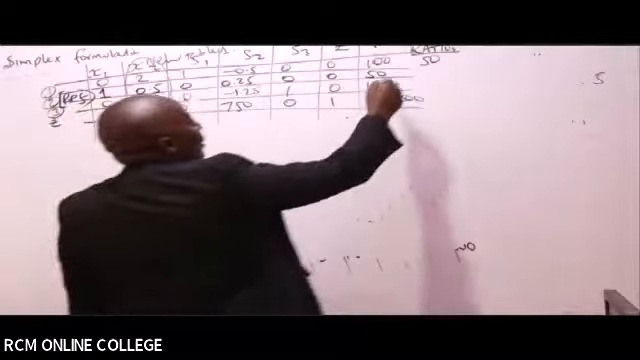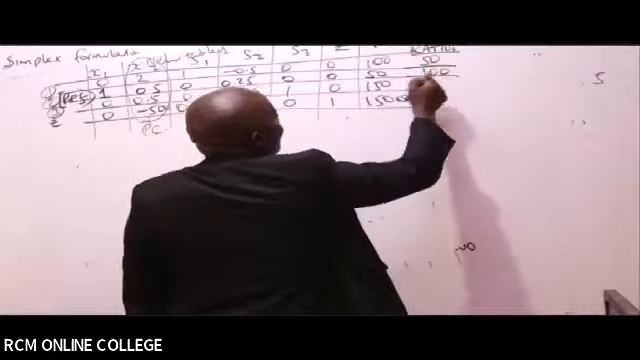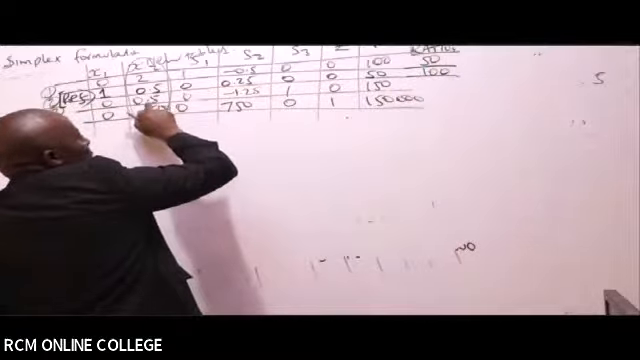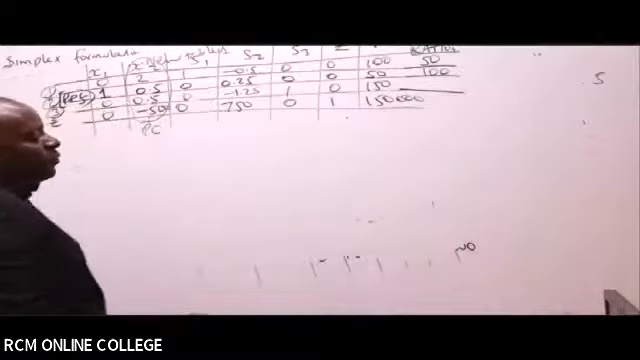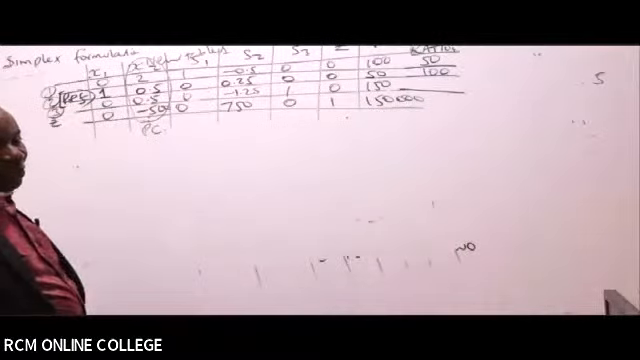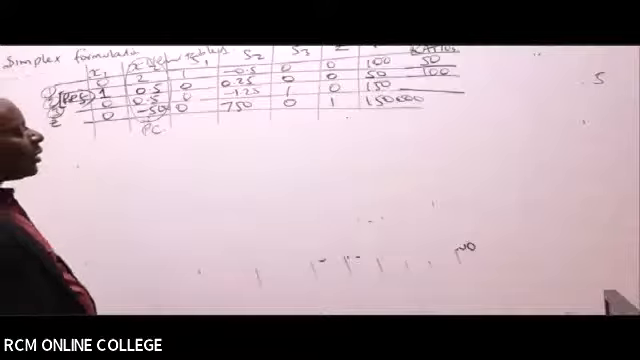100. So this gives us 100. Thank you so much. 150 divided by 0.5. That gives me 300, right? 300. Thank you so much.